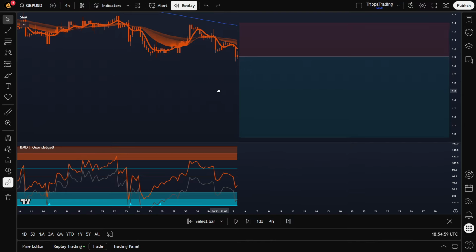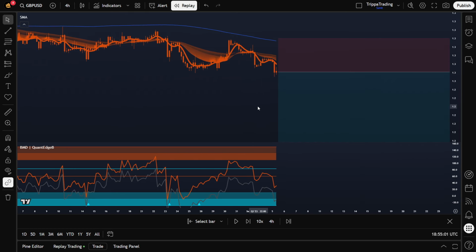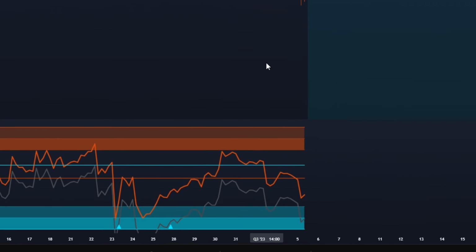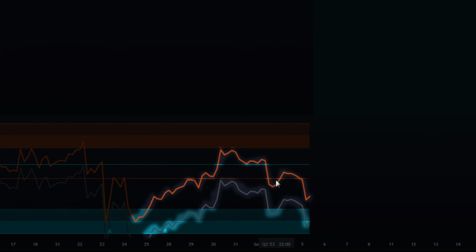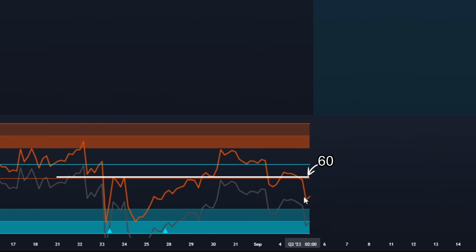For sell trades, the conditions are opposite. First of all, we want the market to be in a downtrend, so we want the price to be moving below the 200 EMA, just like we can see over here. After that, we wait for both the BMD line and the trend strength line to cross and go below the 60 level, just like we can see happened over here.